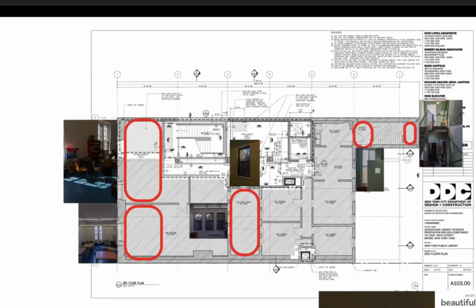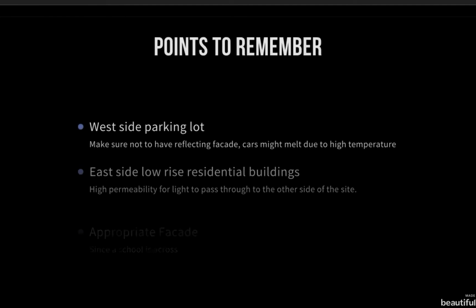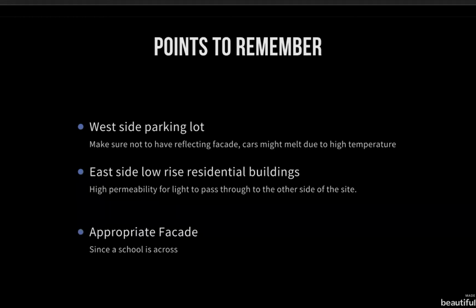Among them, the light well located in the east of the middle of the building provides light for a classroom and two offices. Now we'll talk about the effects on the neighborhood with the sunlighting. Some points I think we should remember when designing our site is that the east side is actually now a parking lot.